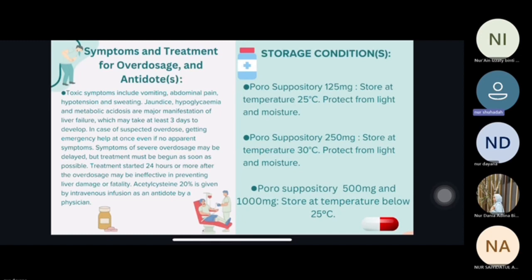Storage condition for Poro suppository 125 mg: stored at temperature 25 Celsius, protect from light and moisture. For Poro suppository 250 mg, the storage is stored at temperature 13 Celsius, protect from light and moisture. For Poro suppository 500 mg and 1000 mg, the storage is the same, stored at temperature below 25 Celsius.